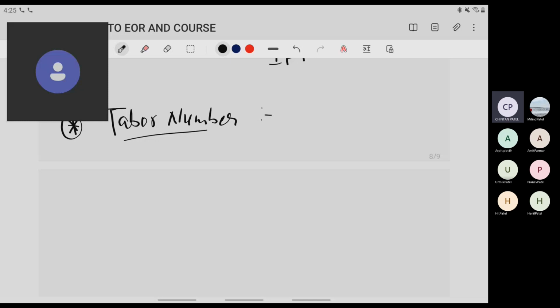Let me tell you one thing. Okay, the Tabor number we were discussing, so let's complete this first. Is it del P by L divided by sigma only, or sigma divided by del P by L? Let me verify the Tabor number also.